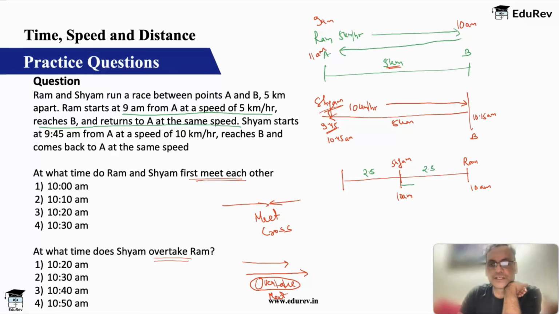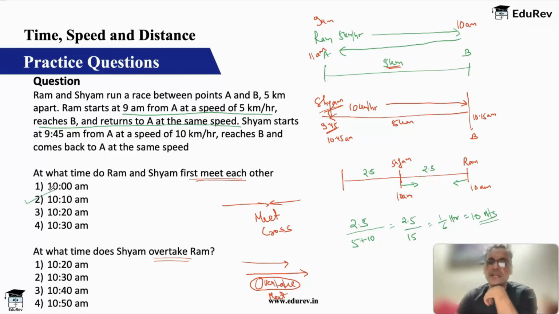Now Shyam is running in this direction, Ram is running in this direction. So I can now apply the concept of relative speed. The distance between them is 2.5 and they're running in opposite directions, so the relative speed is 5 plus 10. So it is 2.5 by 15, which is 1 by 6. 1 by 6 of an hour means 10 minutes. So they are going to meet at 10:10. So the first answer is 10:10.